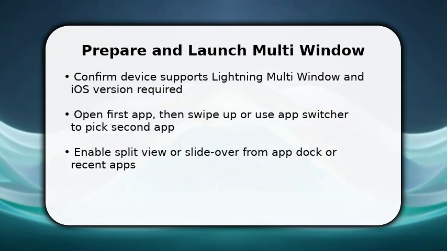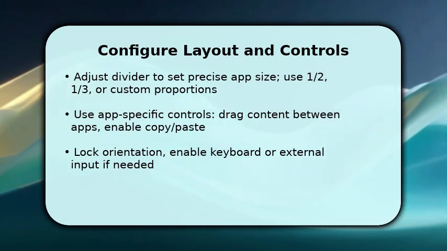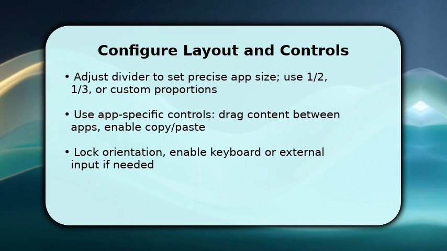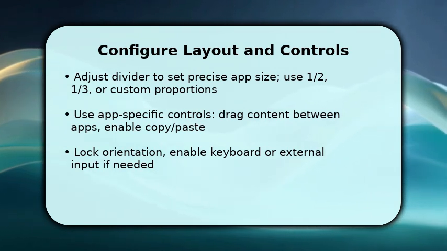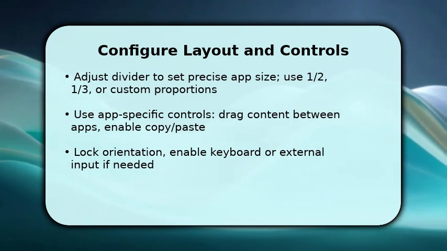Once both apps are active, adjust the divider to allocate space. Choose 1/2, 1/3, or a custom ratio so content is readable and interactive. You can drag items directly between windows when supported. This is faster than toggling apps.